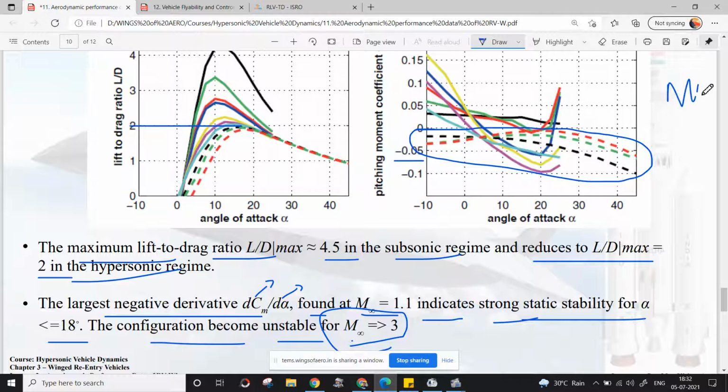Whereas with Mach number less than 3, it is fine, right? It is indicating positive and negative pitching moment. So stability is good with less than Mach 3, and also good with less than 18-degree angle of attack. But when the vehicle is flying at greater than Mach number 3, our vehicle is unstable. Our vehicle is unstable. Okay.